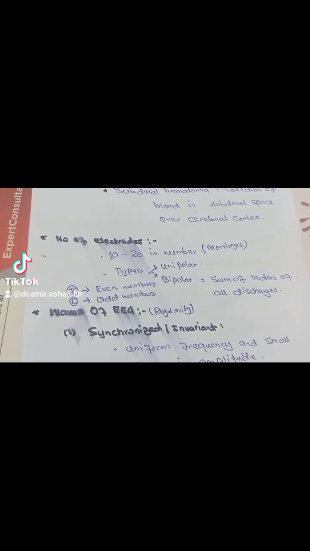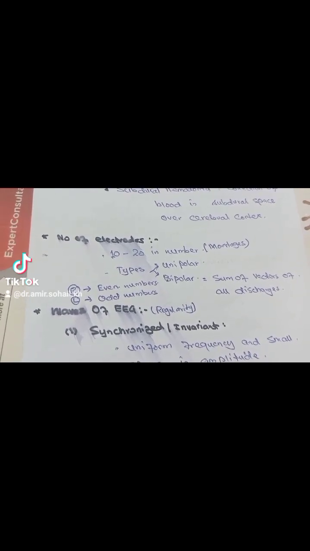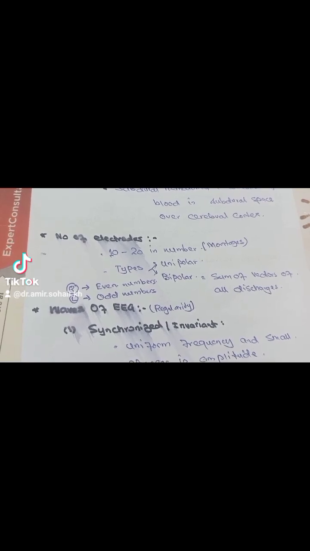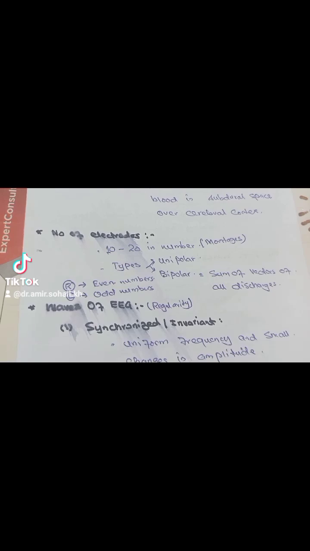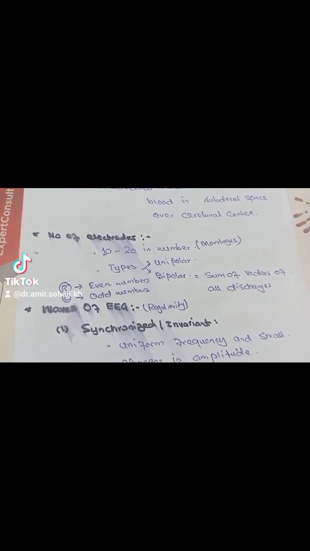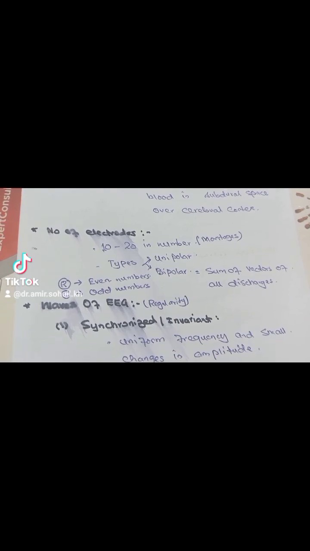On EEG paper, we see two types of numbers. Even numbers represent the right side of the brain and odd numbers represent the left side of the brain. And these waves are the vector sum of all discharges.